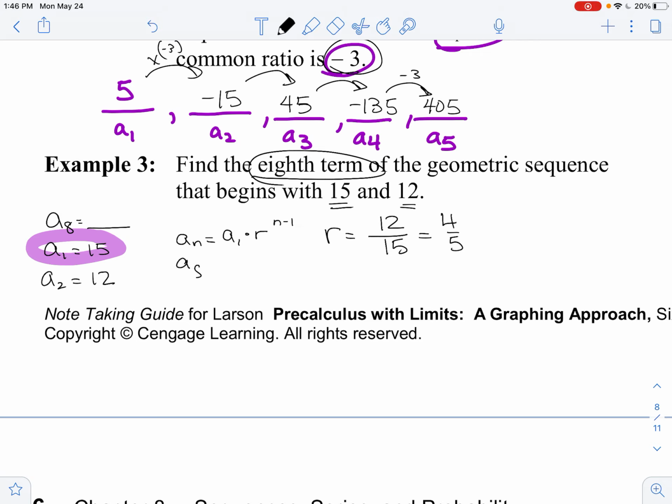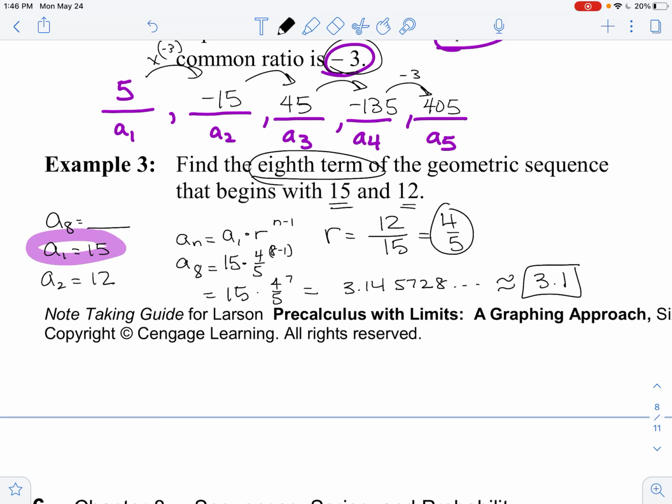So a sub 8 equals the first term, 15, times the common ratio, 4/5, to the 8 minus 1 power, which is like saying 15 times 4/5 to the 7th power. We plug that in the calculator. We get 3.1455728, which we can round to approximately 3.1. Okay, make sure that you plug that in your calculator with the exponent.